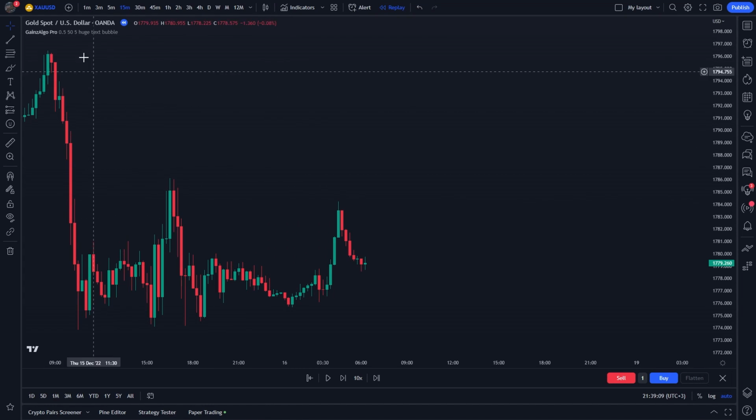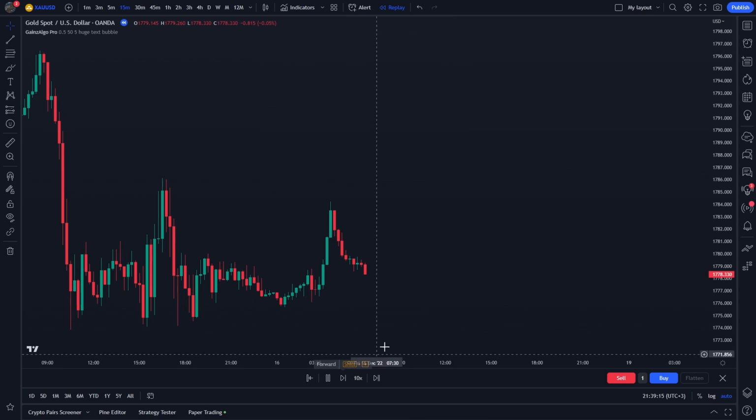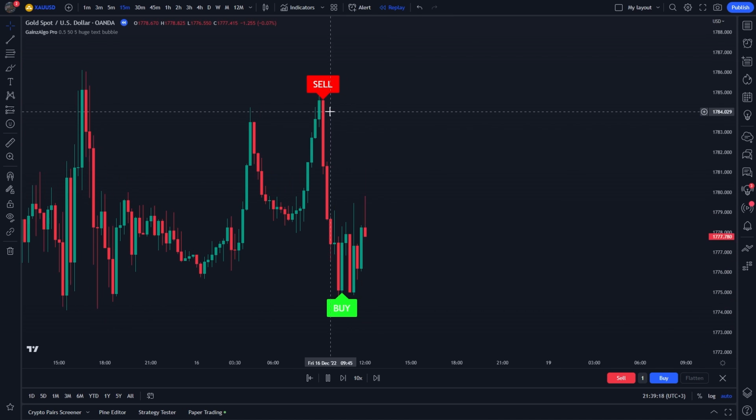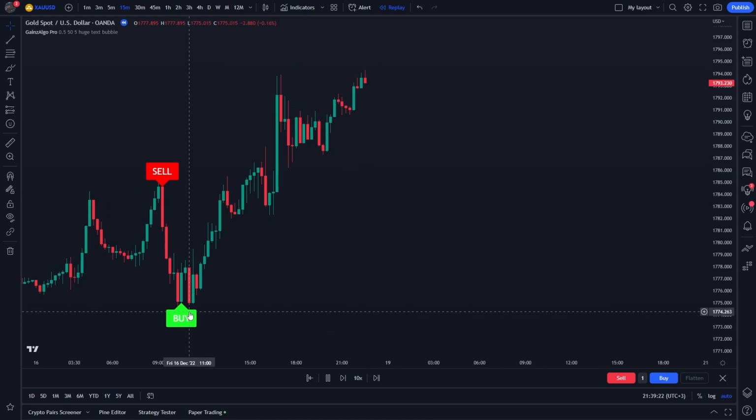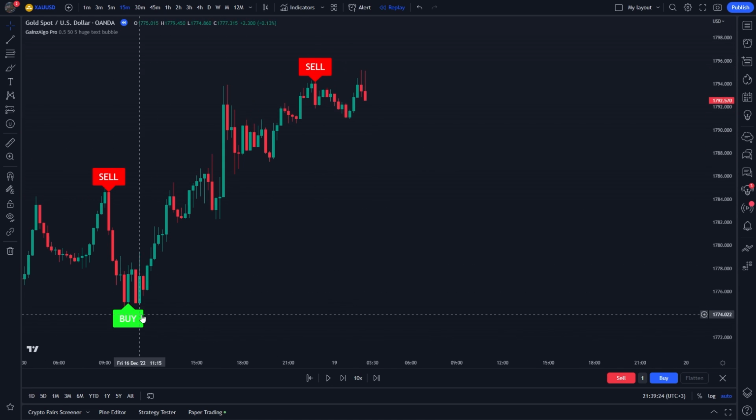Hey guys, so today we're looking at the gold 15-minute chart and we're going to see how GainzAlgo prints its signals live using the replay mode. So let's go. Okay, we just got a sell signal, then a buy signal, so that's a profitable trade. As you can see, these signals are not being repainted, and they're also not lagging.